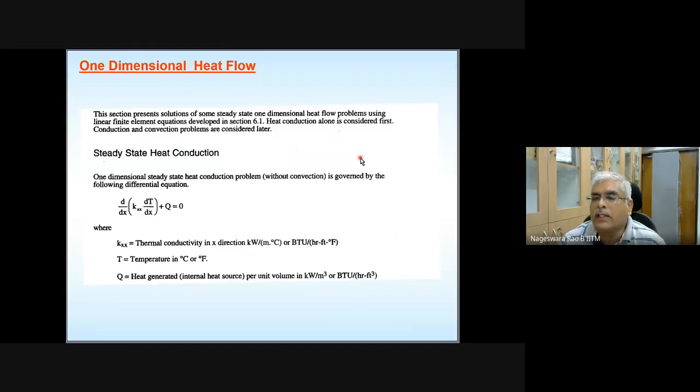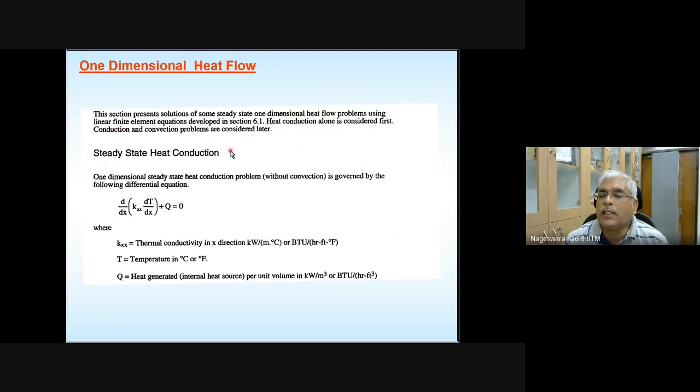you try to see, once you have this general one-dimensional boundary value problem, the application of it in various domains. This section presents solution of some steady-state one-dimensional heat flow problems using the linear finite element equation developed just now. Heat conduction alone is considered first. Conduction-convection problems are considered later.